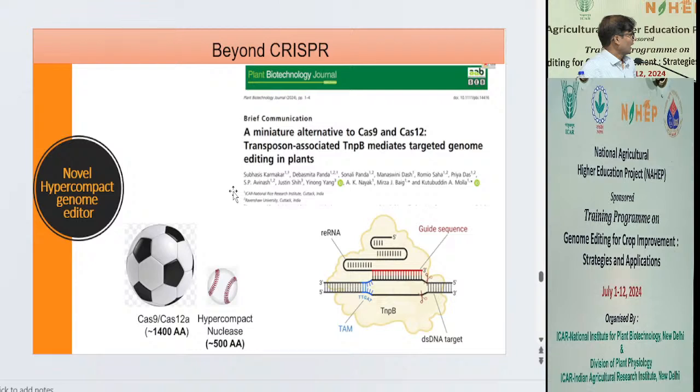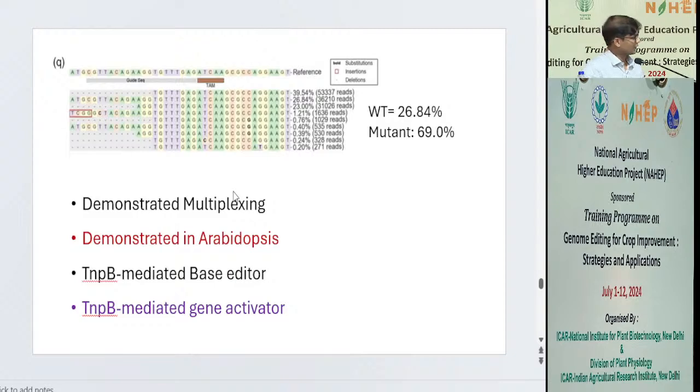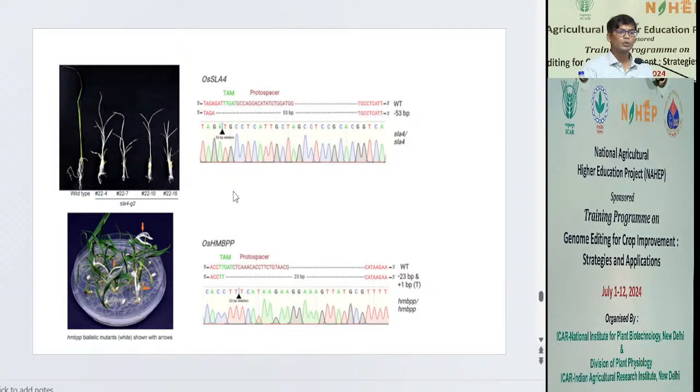And all of this is possible to do rapidly because of the protoplast system in rice that we recently established in our laboratory. And you can see we targeted 2 very easily scoreable phenotype governing genes. One is HMBB. Both are related to chlorophyll biosynthesis. And we achieved a 53 base pair deletion and a 23 base pair deletion. You can see the albino phenotype here with that small size genome editor.